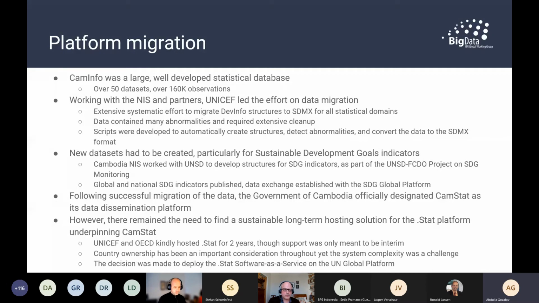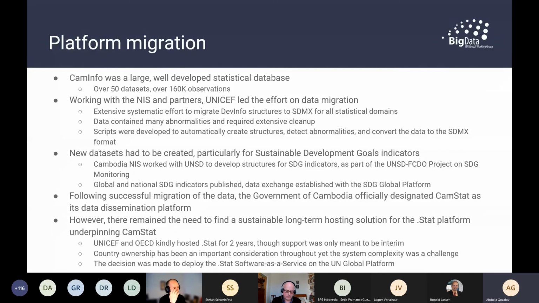So at the end of this effort, what we had by 2019 was a platform running in a test environment supported by UNICEF and OECD. And this was already out there. This was already for public use. And the government of Cambodia designated CamStat, this new database, as its official data dissemination platform during a ministerial meeting, which was, of course, a major achievement.